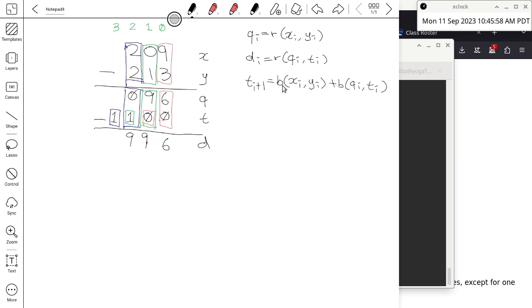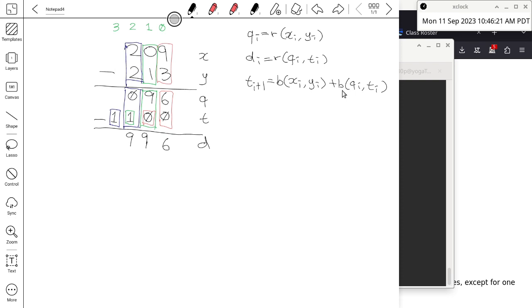If you replace the B with a C, the T with a K, then we have the same equation as in addition. So that means we are looking at exactly the same structure. It's just that the way we define these functions, the R and the B, would be different. Are we doing okay so far with this?